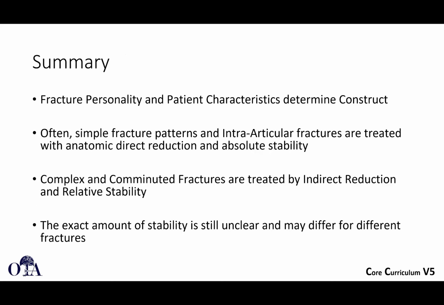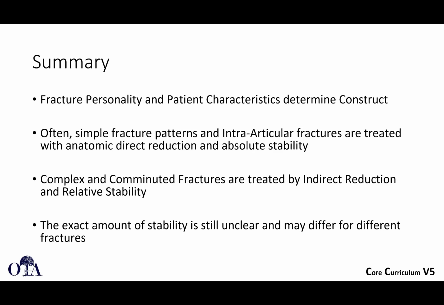So to summarize, we talked about fracture personality and patient characteristics helping determine your construct. Often simple fracture patterns and intra-articular fractures are treated with anatomic direct reduction and absolute stability, where you can get compression and primary bone healing, whereas complex comminuted fractures, sometimes you can treat more with indirect reduction and relative stability. We didn't talk so much about reduction in this lecture, but those are terms you should be familiar with.